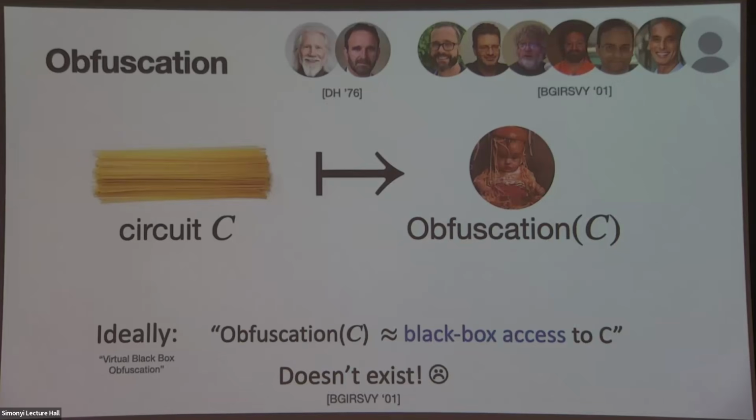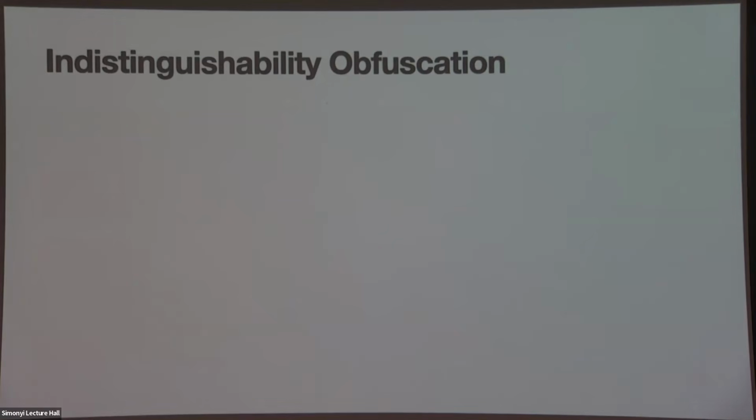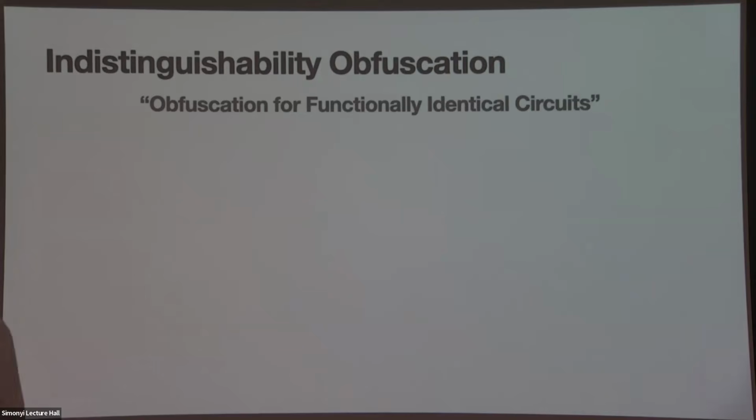Okay, so you have a notion that seems to describe reality, but it doesn't exist. So what happened? In the same paper, they defined a different notion of obfuscation. They were searching for other notions of obfuscation, and this is one of several that they mentioned in the paper. It's called indistinguishability obfuscation, and it's a very strange notion. It's obfuscation for functionally identical circuits.